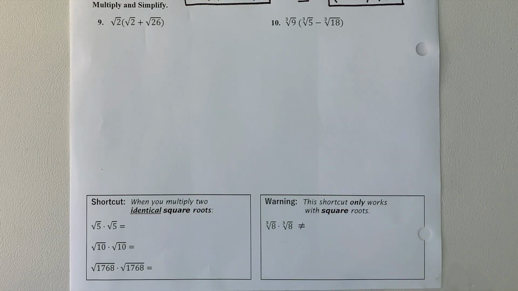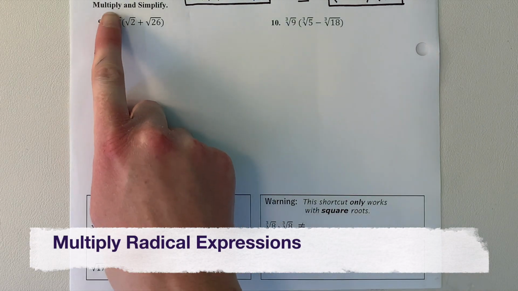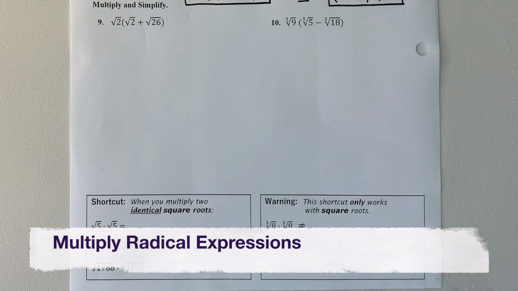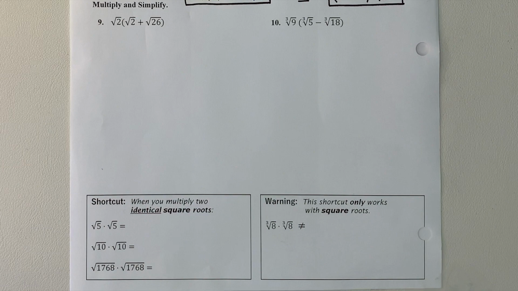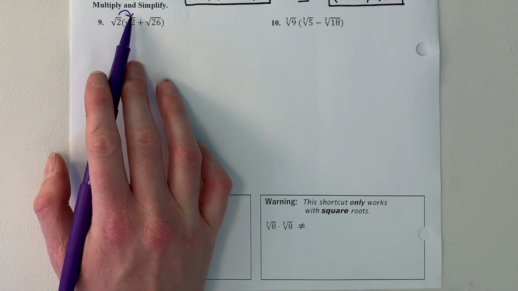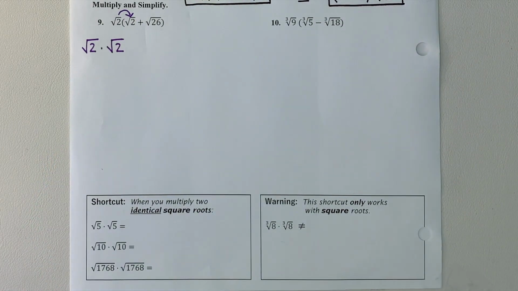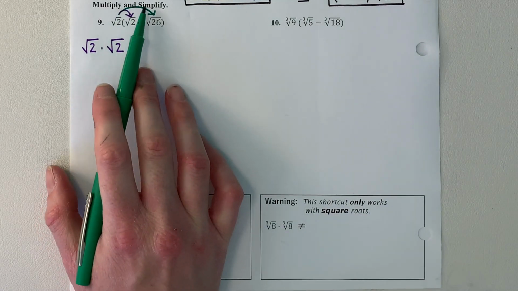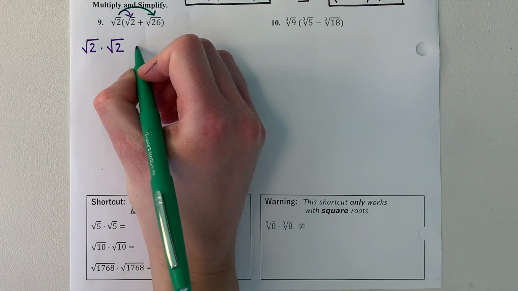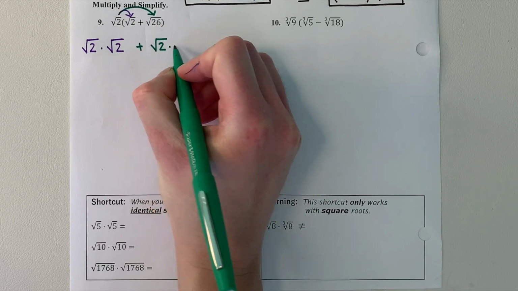Now that we've practiced adding or subtracting like radicals, we're going to look at how to multiply radicals. We're going to start by doing this a longer way, and then I'll talk about a shortcut down here. Notice we can use the distributive property here. Let's start by distributing the square root of 2 to the square root of 2, which will leave us with the square root of 2 times the square root of 2, and then we'll distribute the square root of 2 to the square root of 26 to leave us with a positive square root of 2 times the square root of 26.